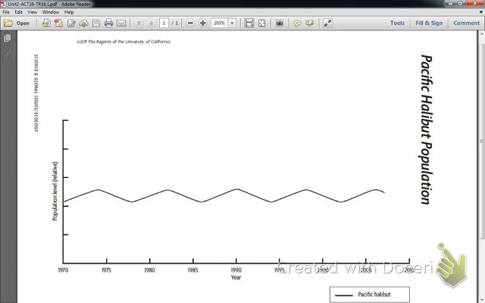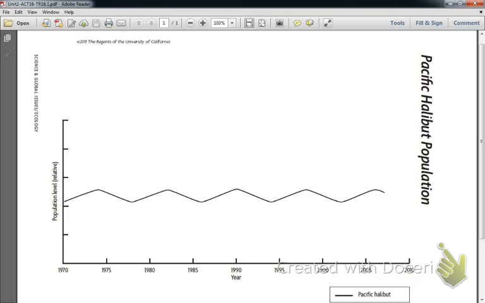As it's going up and down, the amount of prey is going up, the amount of predators is going down. The amount of prey is going up, the amount of predators is going down. So let's say that this red line represents the producer. Let's say Pacific halibut is a primary consumer. How would the graph of a producer in this ecosystem look?